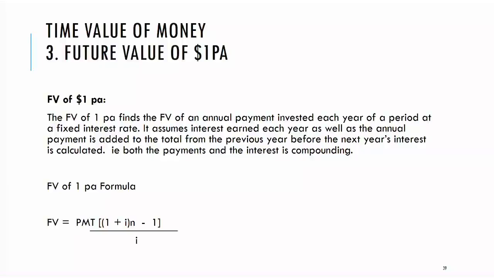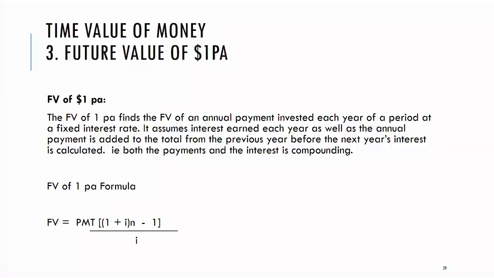We discussed future value of $1, present value of $1. Now future value of $1 per annum. The future value of $1 per annum finds the future value of an annual payment invested each year of a period at a fixed interest rate. So in this case, per annum means we invest the same amount every year.